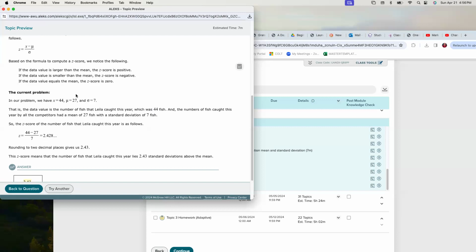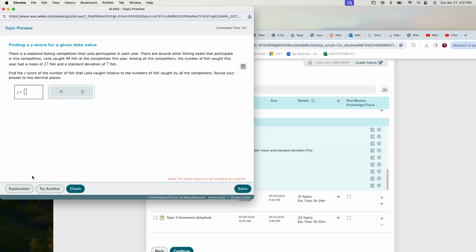So 44 again is 7 above 37. Well, here the mean is 27. So if I take 44 minus 27, that tells me that I am 2.428, or about 2.43 standard deviations away from the mean. Again, that's what a z-score means. It's just a standardized score, and it's where that observation is relative to the mean in terms of the number of standard deviations. So if I pop back to the question here again, I don't think they changed it a little bit. Yeah, so we have that.